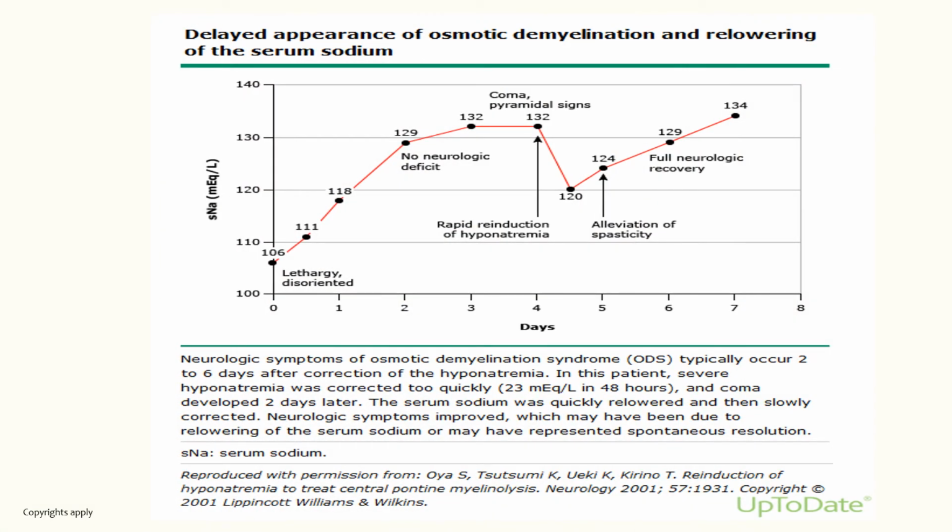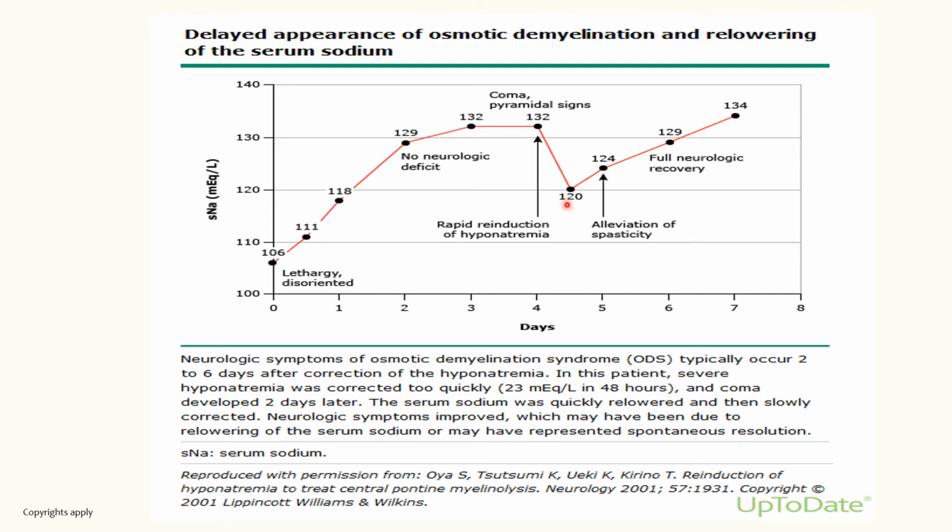This is an example here of how you should proceed if the patient develops osmotic demyelination. As you can see, on day 4 the patient here has developed coma and pyramidal signs, and the correction has been somewhat rapid, though not that rapid, but they can develop. So if you develop these signs of ODS, then you have to bring the sodium down.